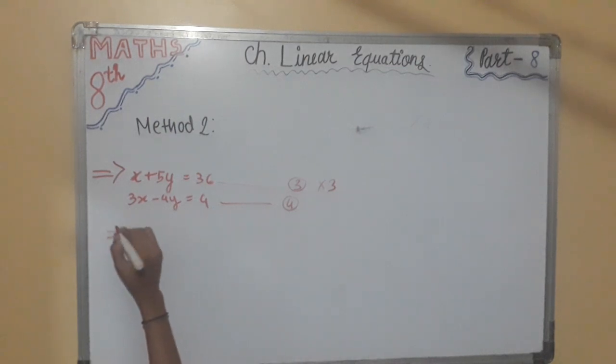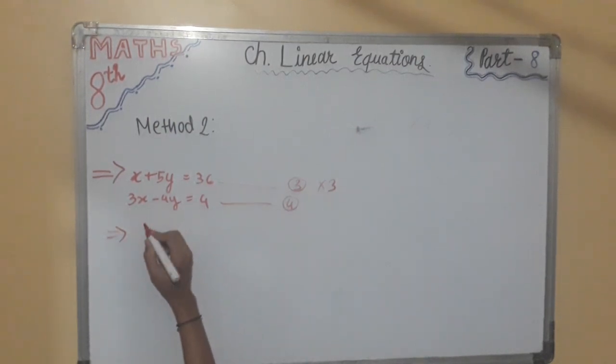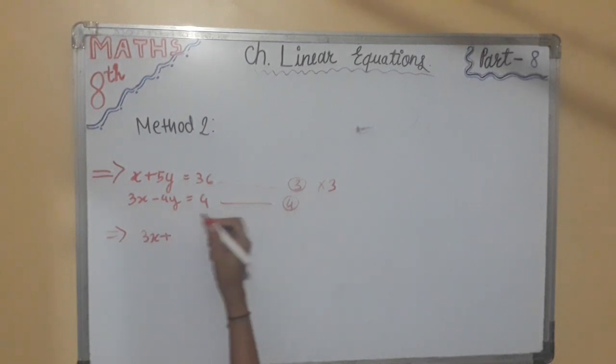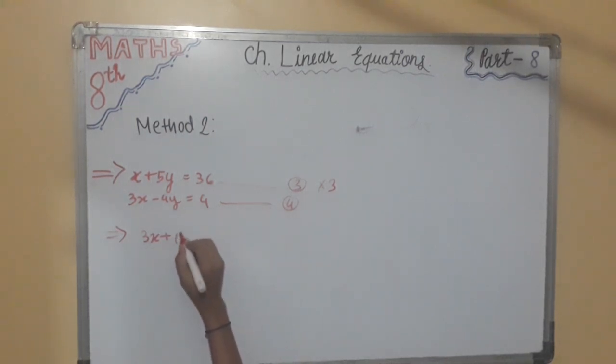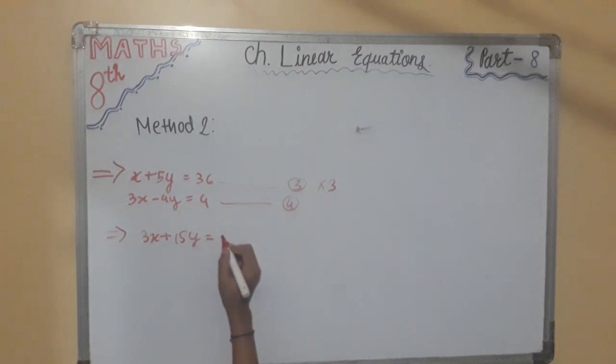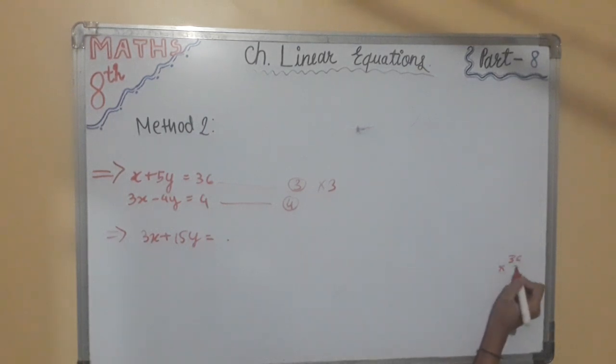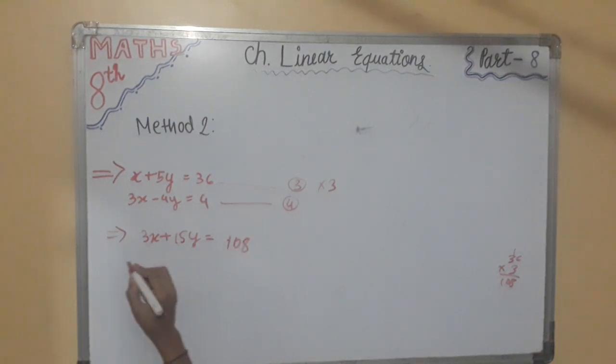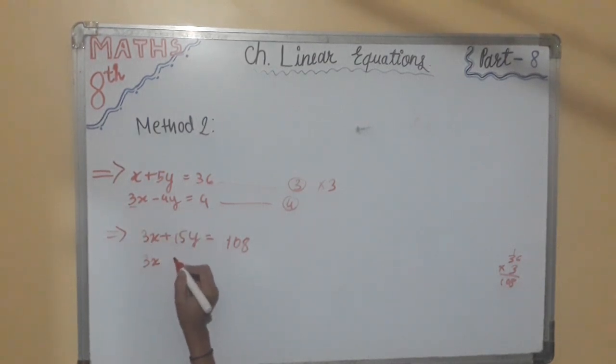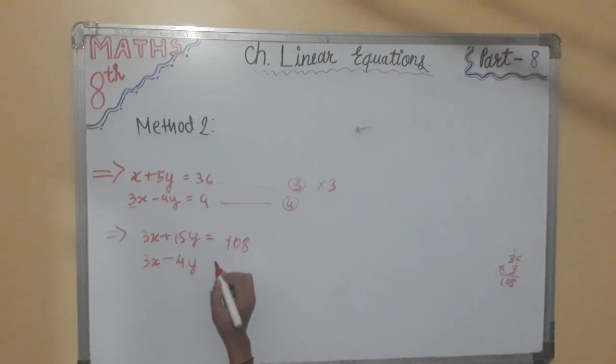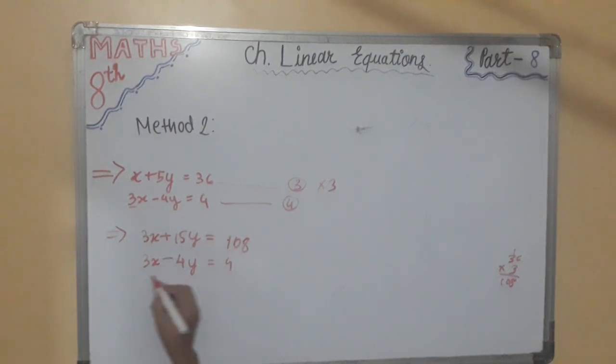So 3 into x will be 3x, plus 5y into 3 will be 15y, is equal to 36 into 3, which will be 108. And in the other equation the coefficient is the same, so we'll write it as it is: 3x minus 4y is equal to 4.